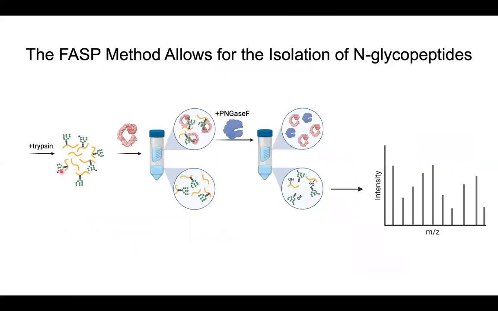And then we add trypsin and use the FASP method, which was developed in those two papers I talked about previously. Using 30 kilodalton filters, we are able to isolate N-glycosylated peptides using lectins, which bind to the glycans. We use many different lectins to isolate many different glycoforms. Then PNGase F is added to free the peptides from the lectins and also create the scarring motif, which can be identified via mass spec.